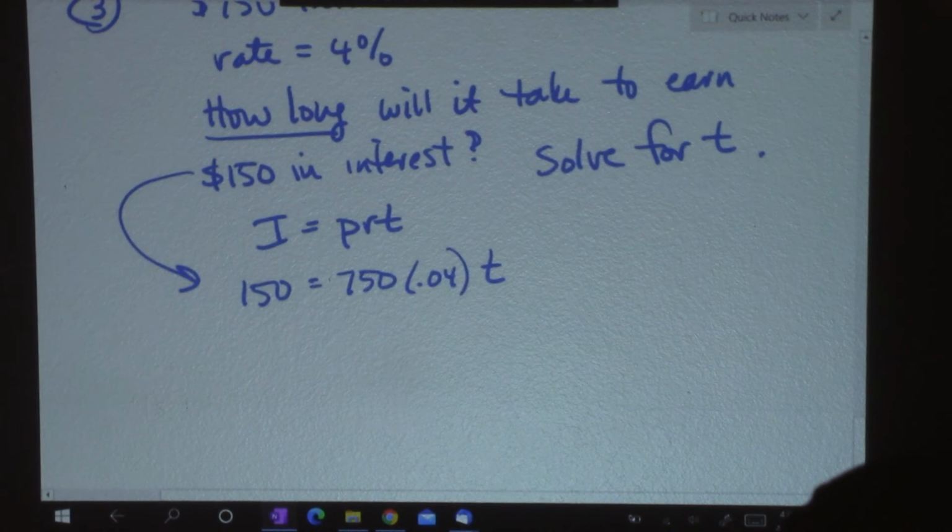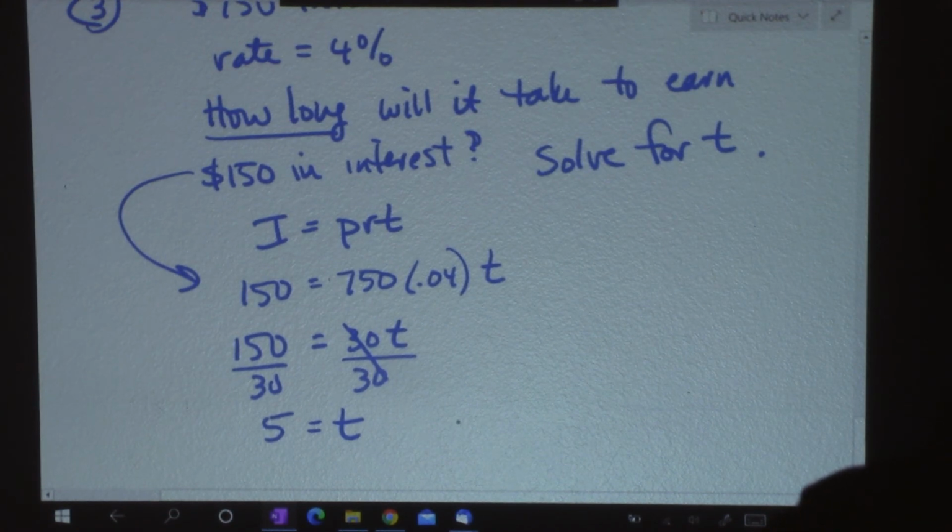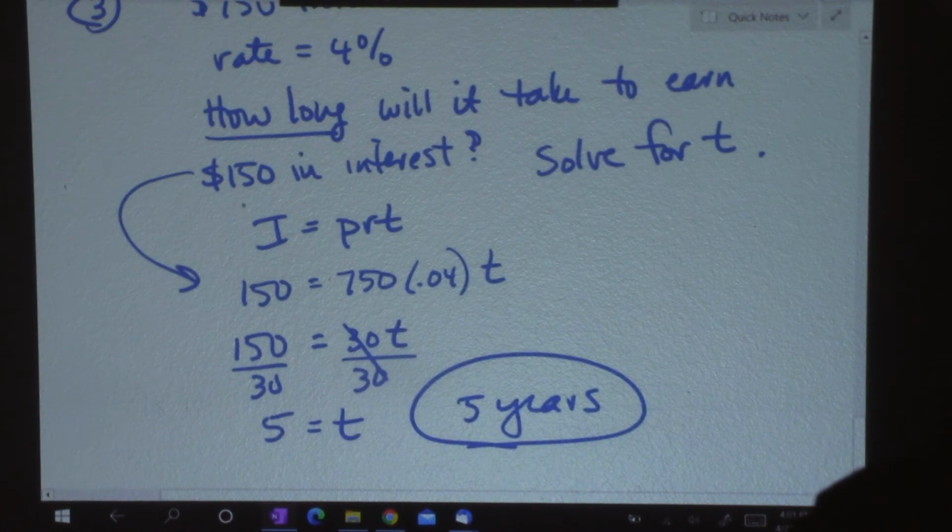Okay, when I multiply 750 times 4%, I get 30. Now I divide by 30 on both sides, and T is 5. So it takes 5 years to earn $150 of interest on $750. That's actually pretty good.